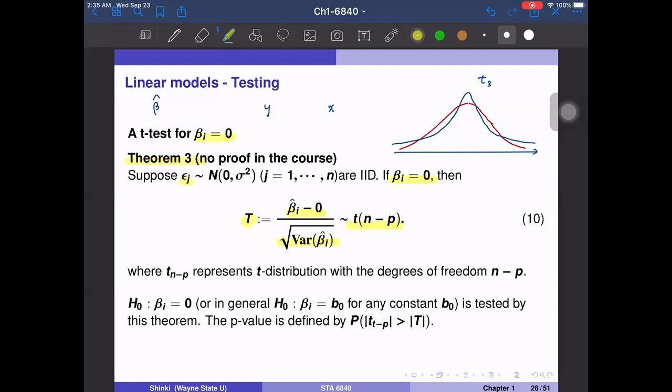Here the t distribution is a symmetric distribution centered at 0. It's similar to the normal distribution, but the difference is that the t distribution has heavier tails. So at the tail part, the t distribution has larger values. The t distribution is actually a family of distributions, and depending on the degrees of freedom, the shape differs slightly. When the degrees of freedom is smaller, it has heavier tails. And as the degrees of freedom goes to infinity, it approaches the normal distribution.